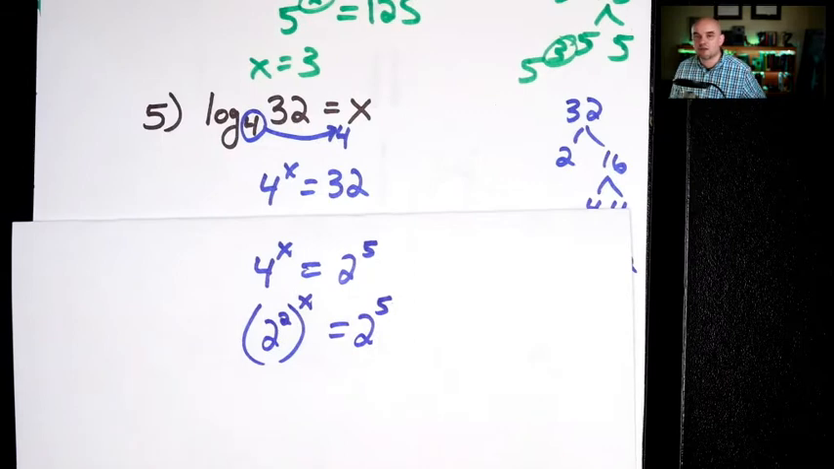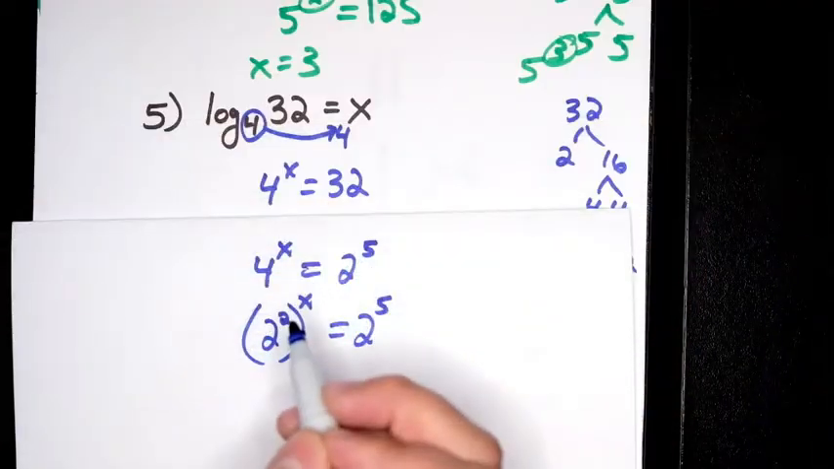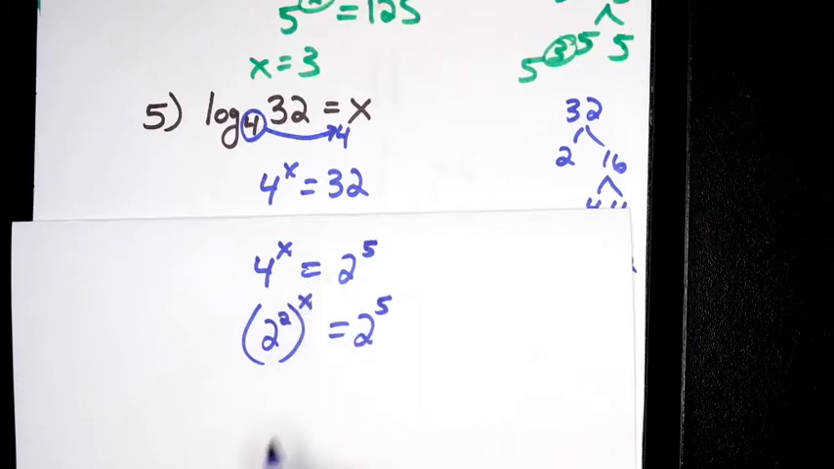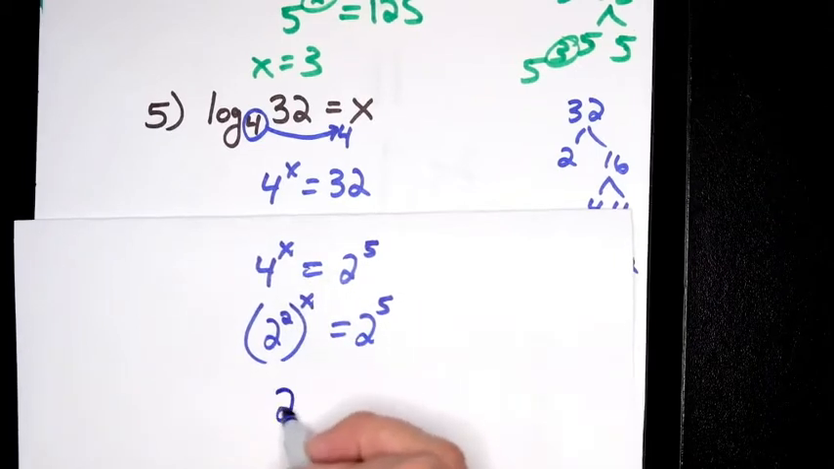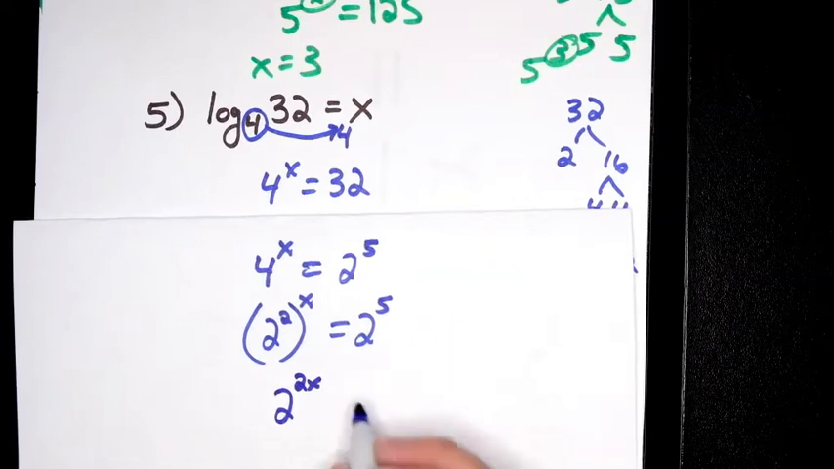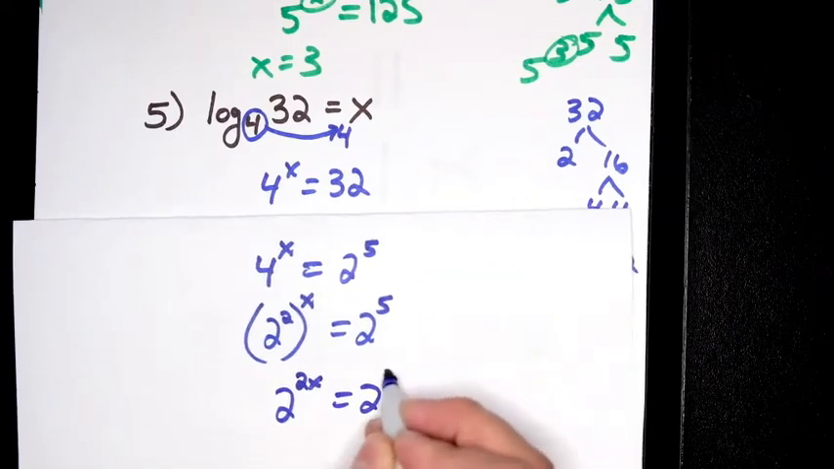Now, if you haven't seen it already, I did a video on the laws of exponents. I'm wearing the same shirt because it's the same day I did this. But go back and watch the laws of exponents if you don't understand what I'm doing right now with this 2 squared raised to the power of x. Because I have a power raised to a power, I'm going to multiply those two. So that becomes 2 to the 2x. And that equals 2 to the 5th.